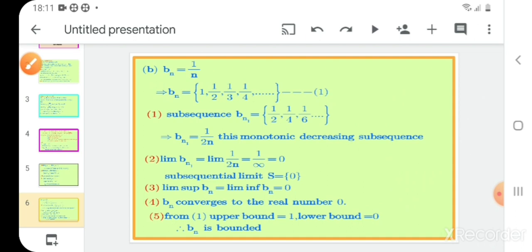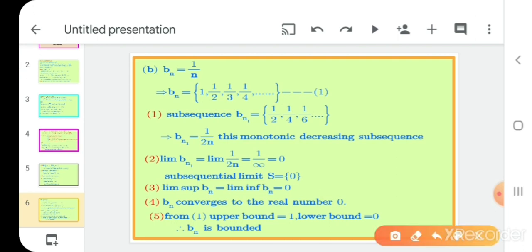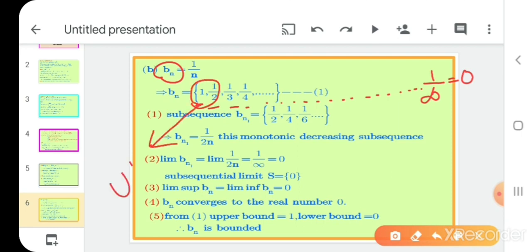Next. Is the given sequence bounded or not? See here. We check whether Bn is bounded or not. What are the elements of Bn? 1, 1 by 2, 1 by 3, 1 by 4, 1 by 5 and so on. At the end, what do we get? 1 by infinity. That means 0. From this, what is the highest value? 1 is the maximum value, that means upper bound. What is the least value? 0 is the smallest value, that is lower bound. Therefore, the sequence Bn has an upper bound and a lower bound. Therefore, Bn is bounded. Okay.